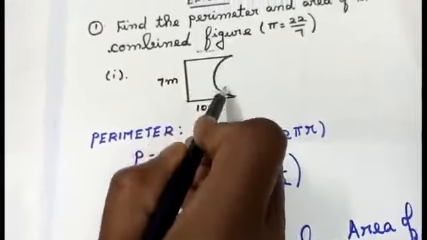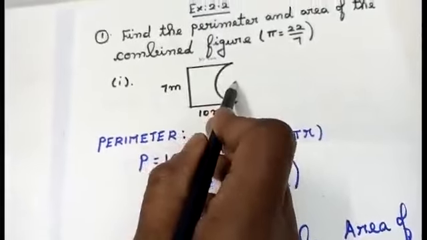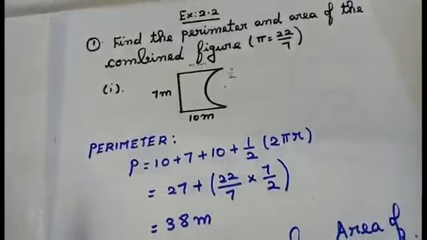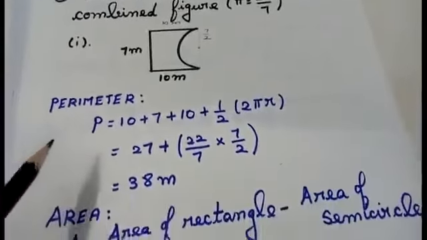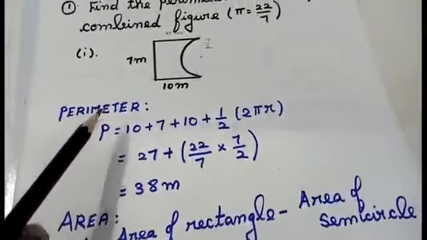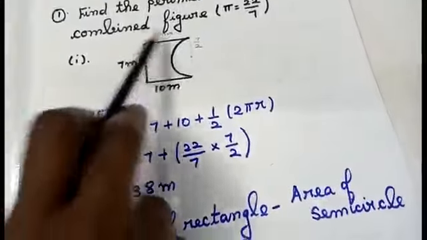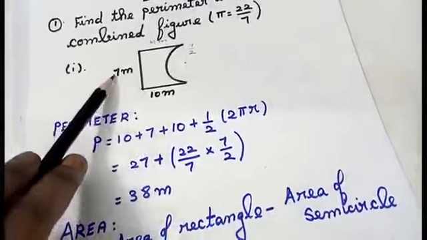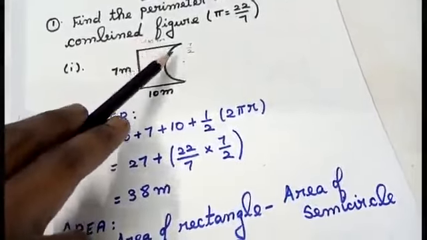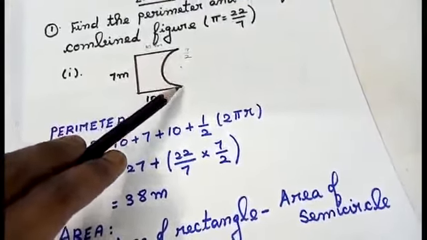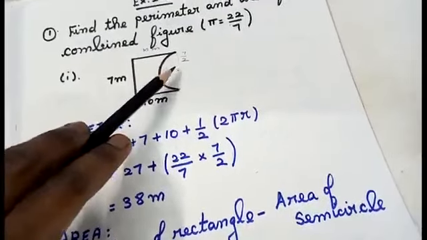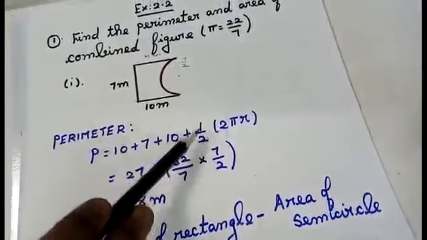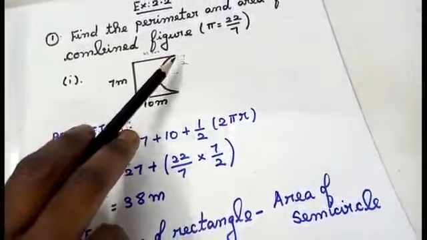Since it is a semicircle, I am going to calculate the radius. That is, it is going to be 7 by 2. So what are the two things they are asking you to find? Perimeter and area. The perimeter means I am going to calculate the outer value. So perimeter equal to 10 plus 7 plus 10. Since this side I am having in the form of semicircle, I am going to calculate only half the circumference. That is, half of diameter, 7 by 2, is going to be the r value.